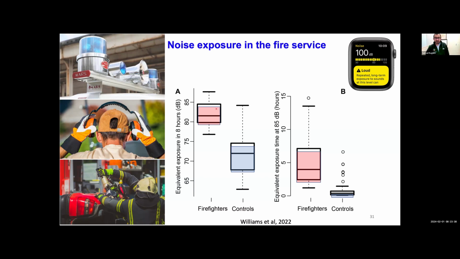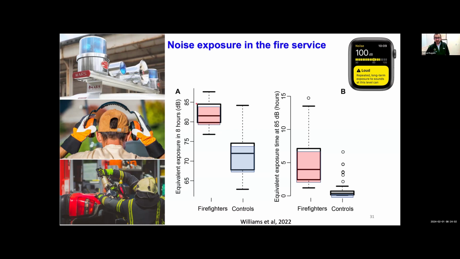But in the firefighters, if you look at a 24-hour service, so firefighters work for a full 24 hours, typically from 7 a.m. in the morning to the next day, 7 a.m. They live at the fire station. And if you look at the equivalent exposure in decibels, it was 8 hours, but this is really a 24-hour shift. We've just compressed it down to show you.